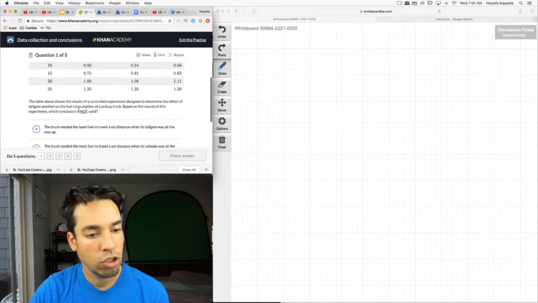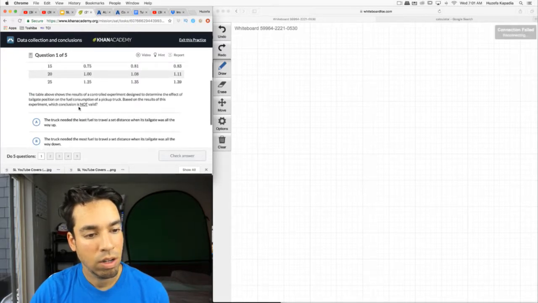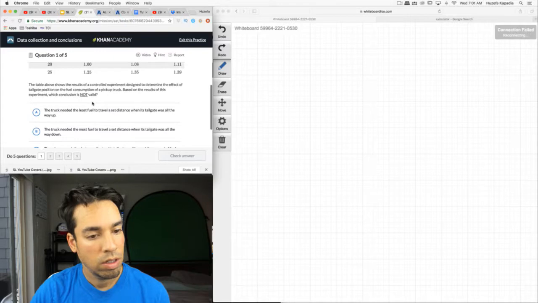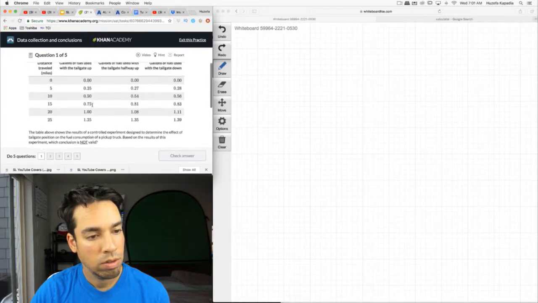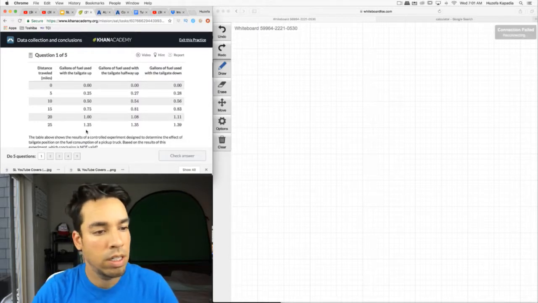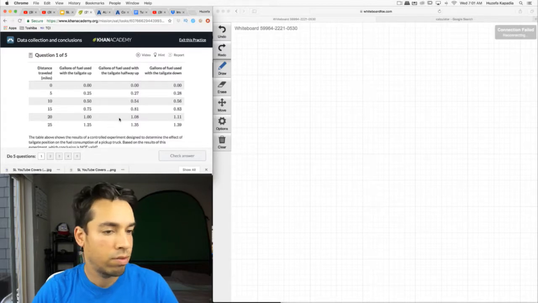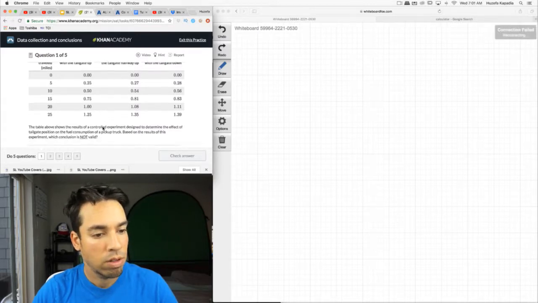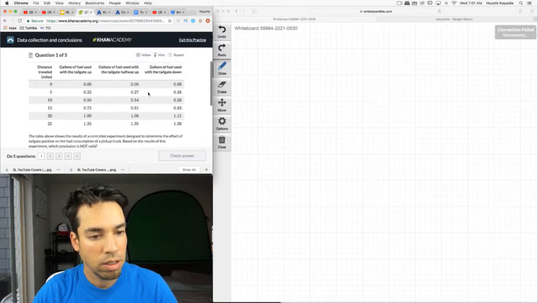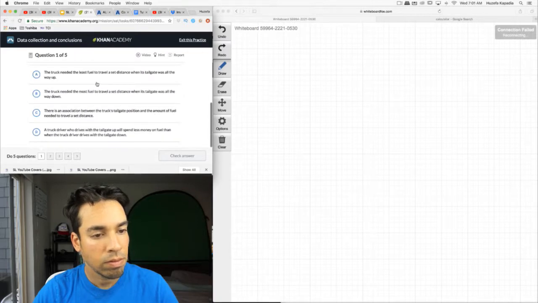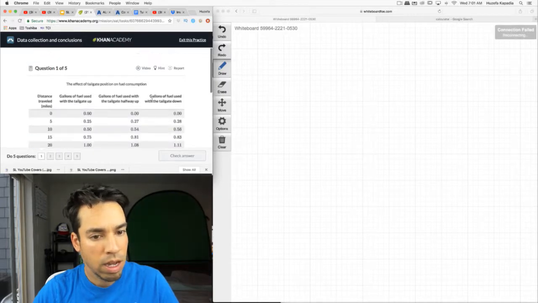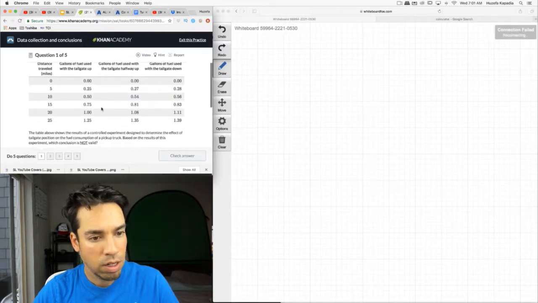The truck needed the least fuel to travel a set distance when its tailgate was all the way up. Tailgate all the way up, needed the least fuel. Hold on, let's see. The tailgate's all the way up here and needed 1.25. It did need the least fuel when the tailgate's all the way up to travel a set distance. Oh no, wait. Yes, so that one's fine. The truck needed the most fuel to travel a set distance when its tailgate was all the way down. Yes.